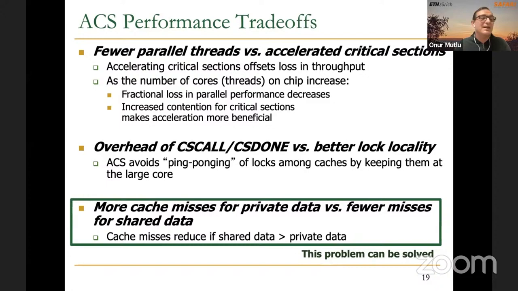So shared data is fundamentally very different from private data, and handling private data misses is fundamentally easier than handling shared data misses. And I think this is at the core of parallel programming as well. So it's good to think about this a little bit. And we will get back to this in the later parts of this lecture. We propose a mechanism that reduces the private data misses on the large core.